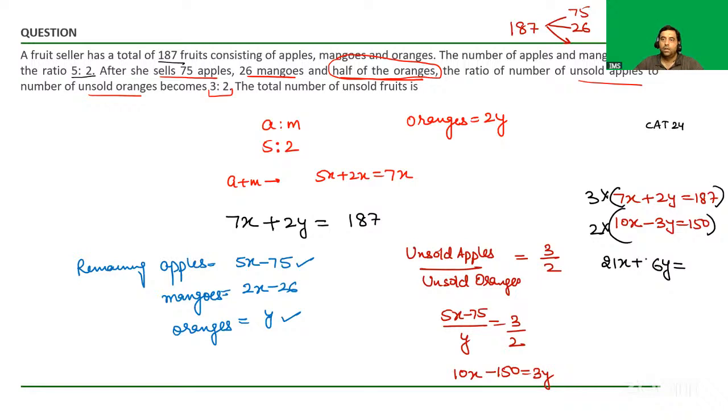6y, that's going to be nothing but 561. So 187 times 3: 180 times 3 is 540, 7 times 3 is 21, and 540 plus 21 is going to be 561. So train your brain to do these kinds of calculations mentally. Initially, you may take a little extra time, but then you have to put your brain into that you have to do it.